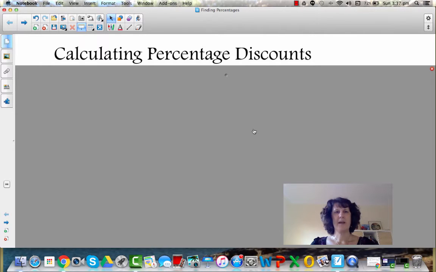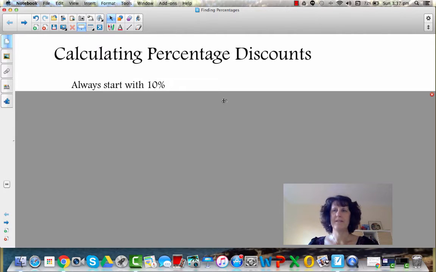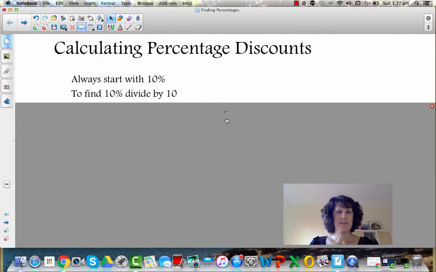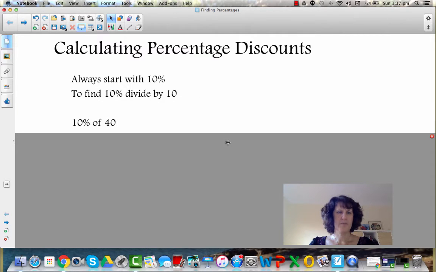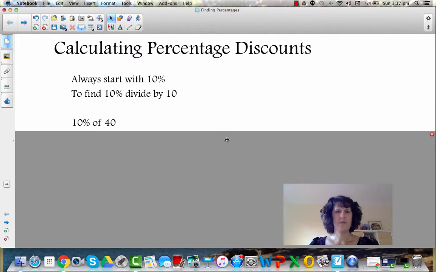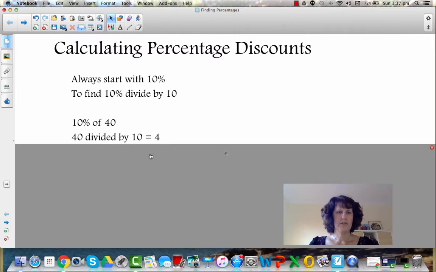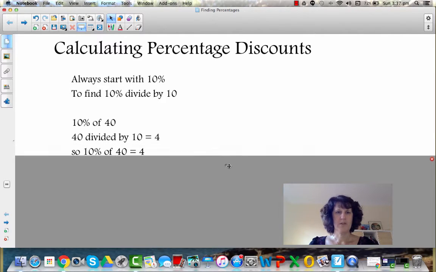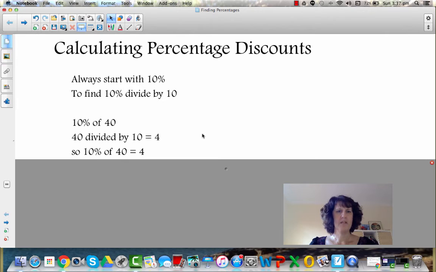This lesson is about how to calculate percentage discounts. My first advice is to always start with 10%. 10% is really easy and you can do it in your head because to find 10% you just divide by 10. Here's an example. If we're trying to find 10% of 40, you go 40 divided by 10 and you get 4. So 10% of 40 is 4.